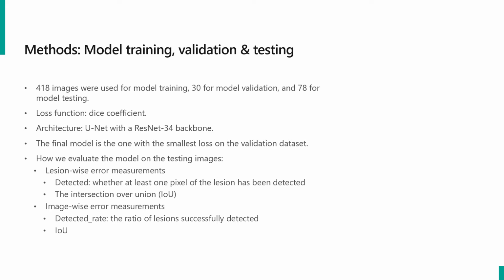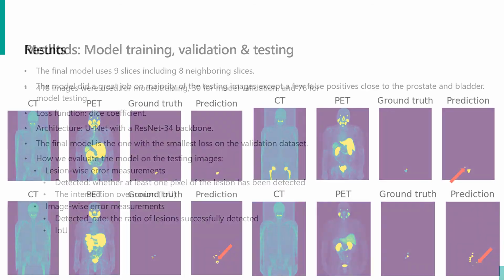How do we evaluate the model on the testing images? We evaluated the model from 2 aspects. The first is lesion-wise error measurement. We measure whether the lesion has been detected and also the lesion-wise IOU. For image-wise error measurements, we calculate the detected rate and also the image-wise IOU.